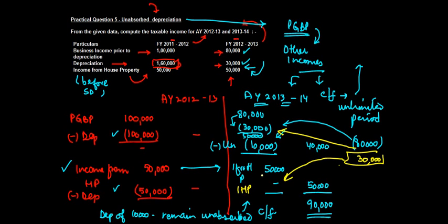Now the interesting thing to note here is that this 30,000 can again be set off against income from house property. Why? Because the law says that this amount is actually just added to the current year depreciation, and it is treated as if it is current year's depreciation, which means what? Which means that it can be set off against any other income as well for that particular assessment year.